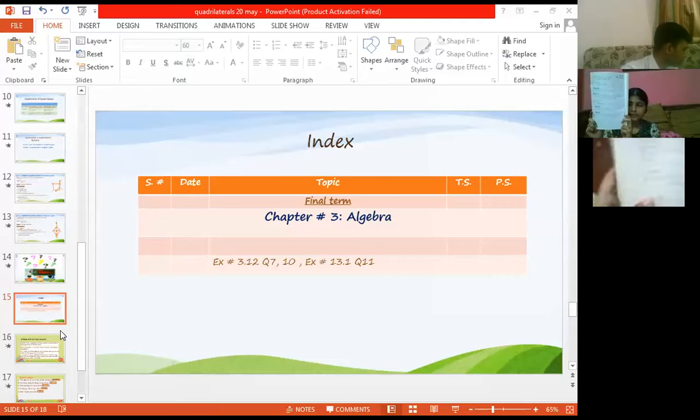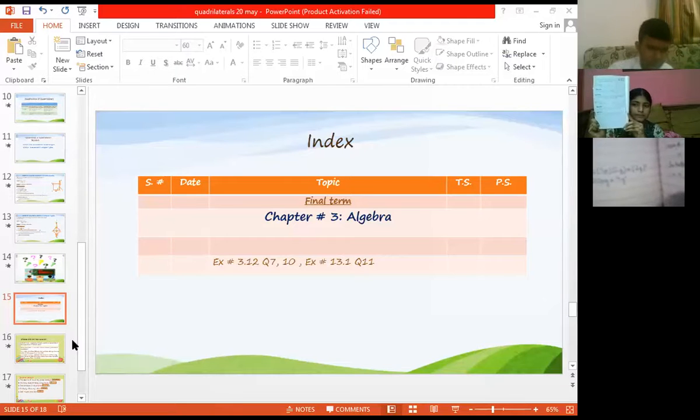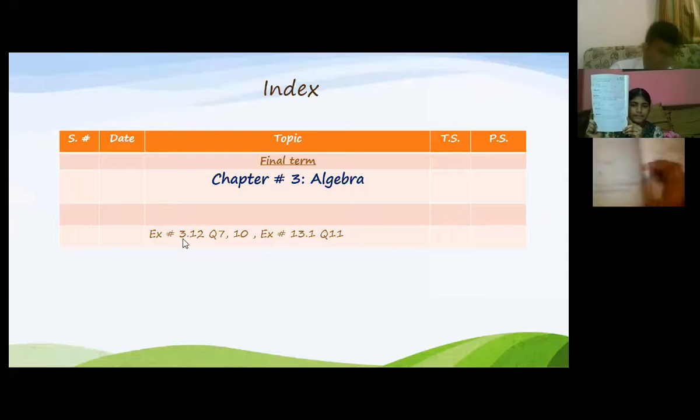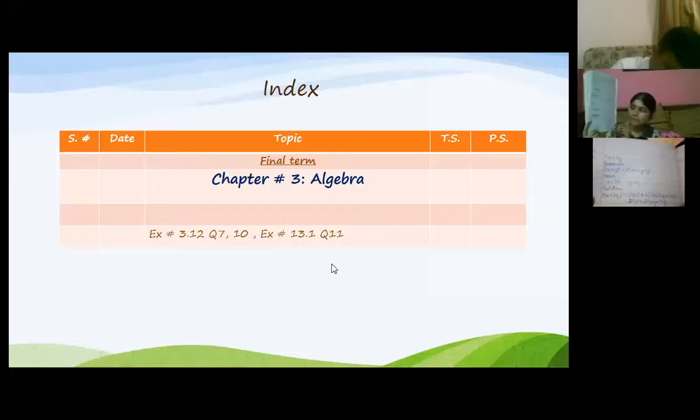Welcome back again to the second session. Here we have already discussed 3.12 and 3.13 together. I have given you these three questions, two from 3.12 and one from 3.13. So I'm going to check your 3.12 first, and then we are going to draw the square with the diagonal together.